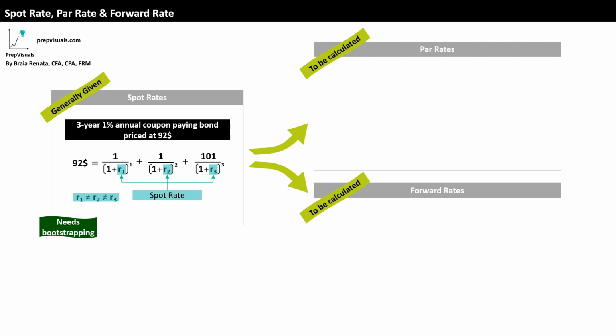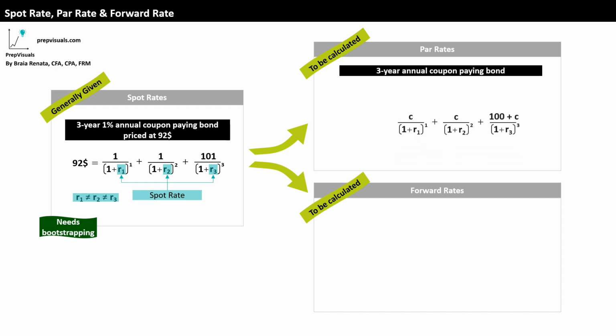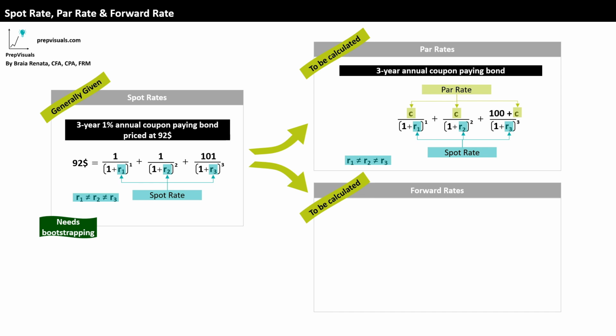Now let's have a look at the par rate. Let's imagine that we have a 3-year annual coupon-paying bond. And again, this is how the discounted future cash flows would look like. And these over here are the spot rates. These are the rates that are different depending on the time period they represent. And the par rate is that coupon rate that makes sure that the discounted future cash flows, given the spot rates, is equal to par.